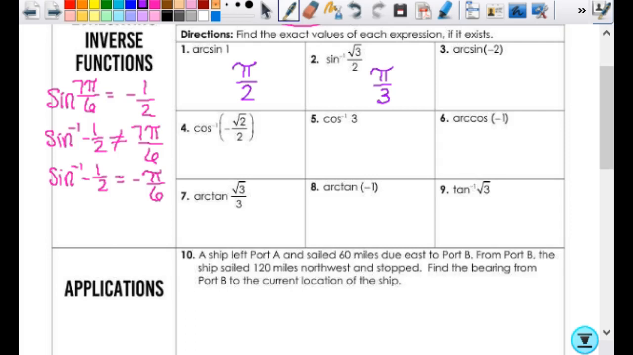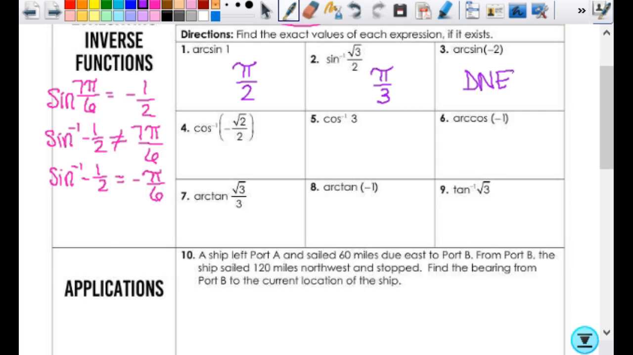All right, what about the arcsine of negative 2? What's your domain? Negative 1 to 1. So, doesn't exist, right? Does not exist, because it doesn't even live in my domain, can't even do that one. All right, cosine inverse. Cosine inverse of negative square root of 2 over 2. Okay, so square root of 2 over 2 is pi fourths, right?